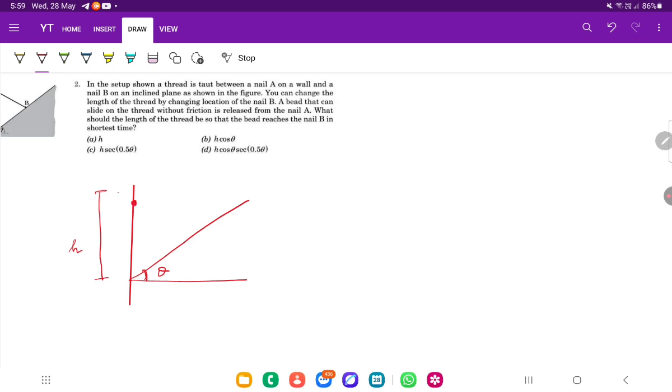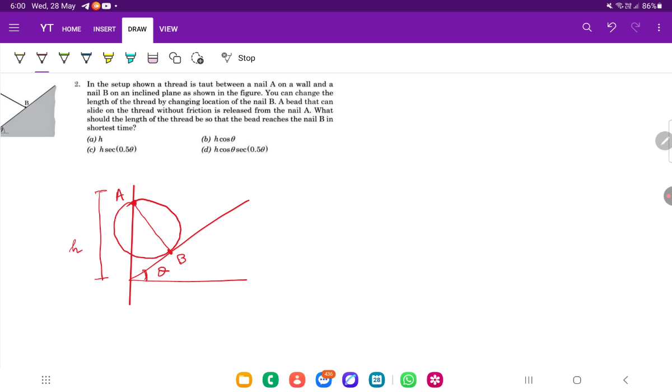This point is A, the topmost point, and I'm drawing a circle like this, which is touching the inclined plane at one point. I mean, this inclined plane surface is tangent to this vertical circle, and so this will be AB.